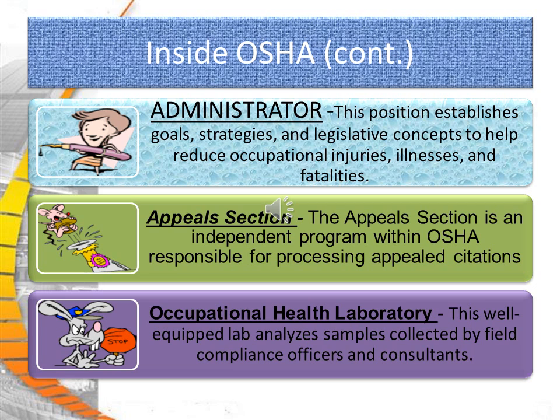We have the Administrator. This position establishes goals, strategy, and legislative concepts to help reduce occupational injuries and illnesses, as well as fatalities. Below that is the appeals section, which is an independent program within OSHA responsible for processing appealed citations. Next, we have the Occupational Health Laboratory, which is a well-equipped lab analyzing samples collected by field compliance officers and consultants.